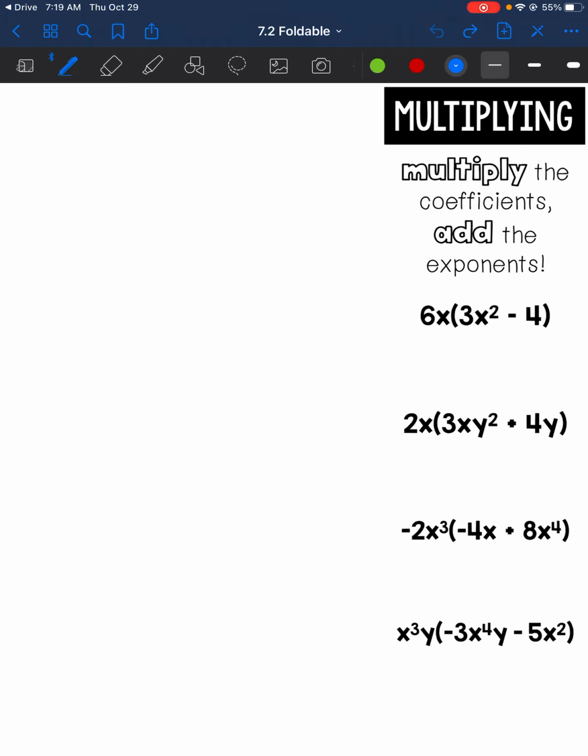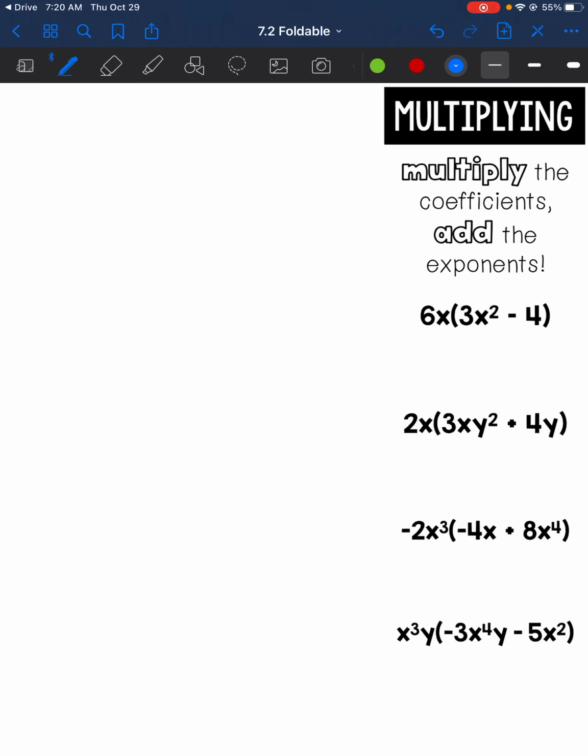Okay, so when you're multiplying a monomial times a polynomial, you'll multiply the coefficients together, so the numbers together, and then you'll multiply the variables together. And when you multiply the variables together, you're just going to be adding the exponents, okay? So let's take a look at the first one here.